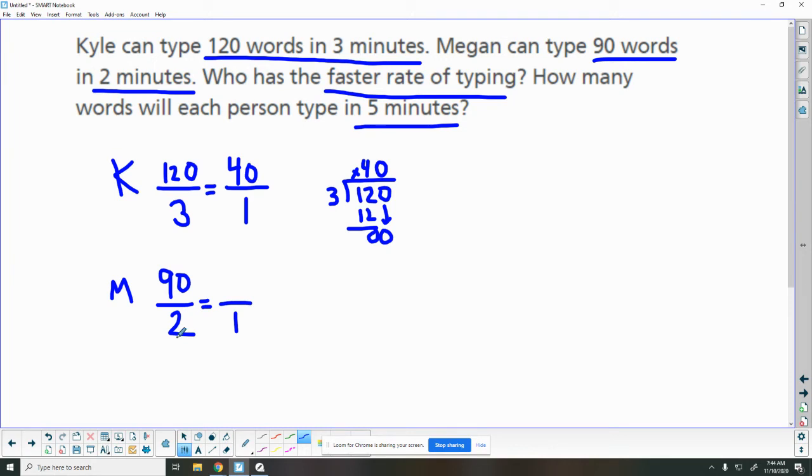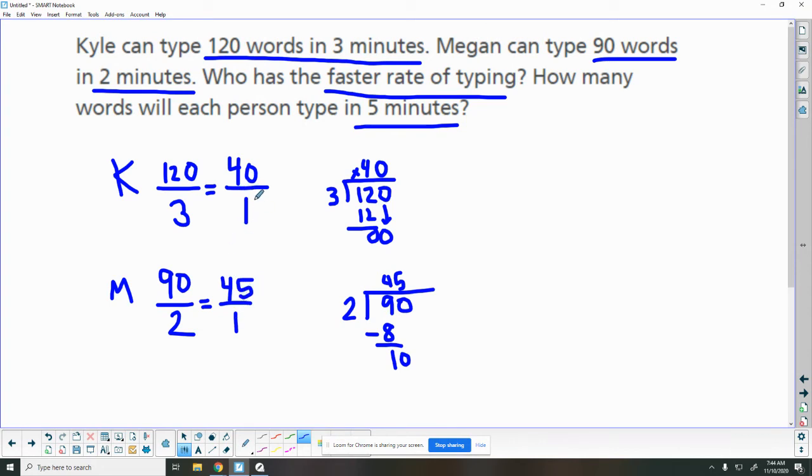So I know to get from 2 to 1, I divided by 2. So I do the same thing to the numerator. 90 divided by 2. 2 goes into 9 4 times. That's 8. And 10, when I bring down that 0, 2 goes into 10 exactly 5 times. So 45 words every minute.